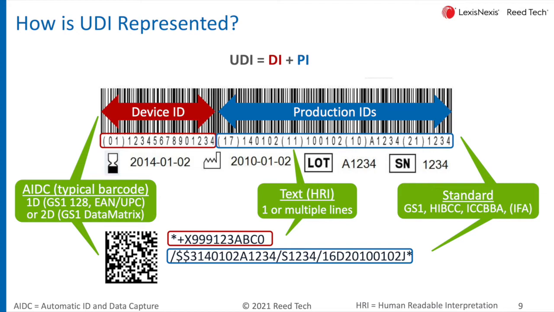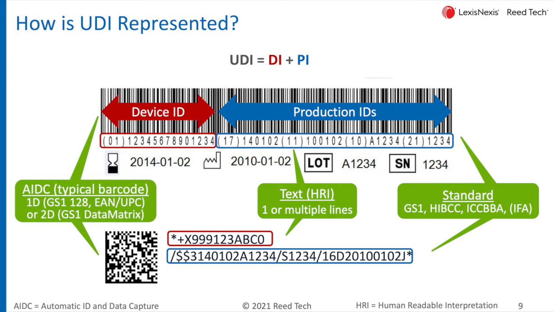So yes, you are able to use the very same identifier in the US, in the EU, and actually in any health authority that recognizes that particular standard. So GS1, HIBCC, ICCBBA, all three of those are recognized in both regions that we talked about. So you can use that very same identifier.